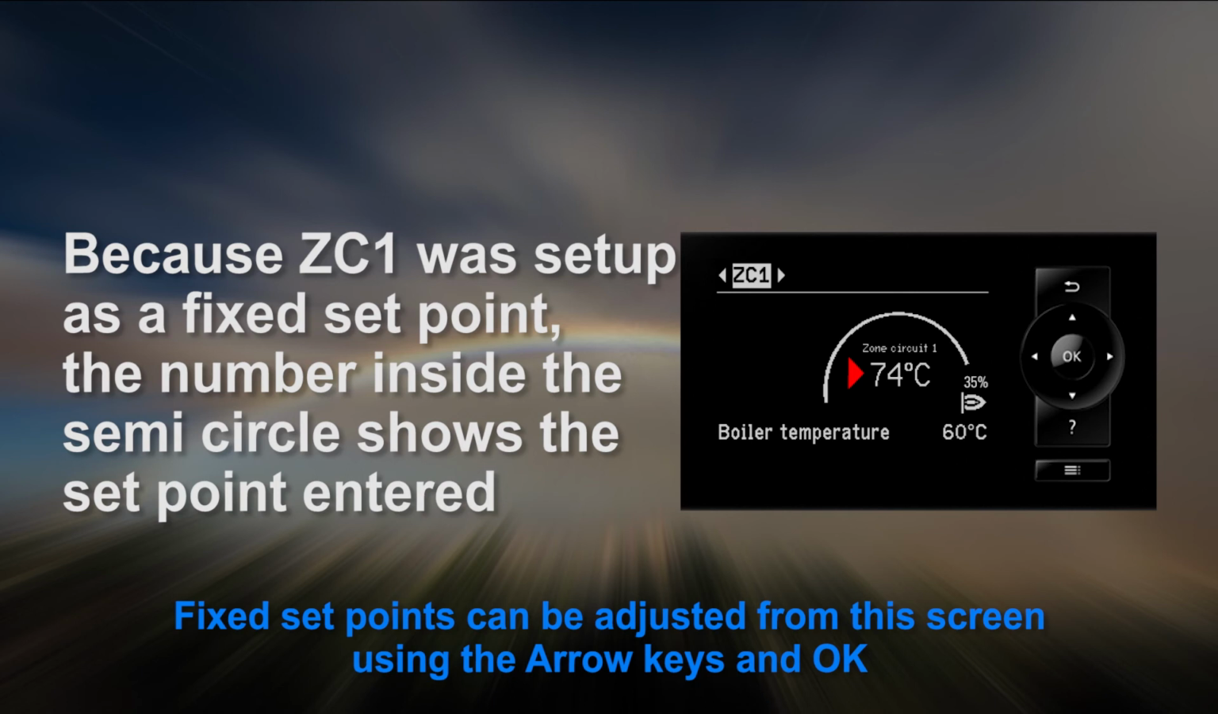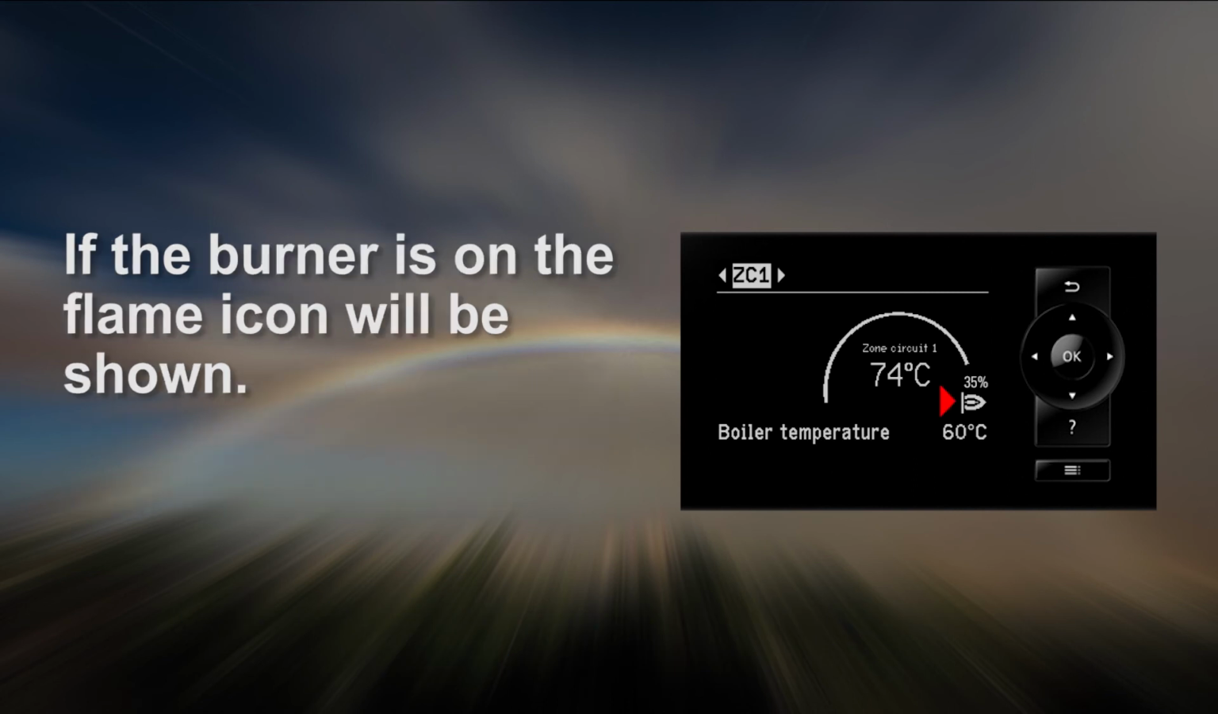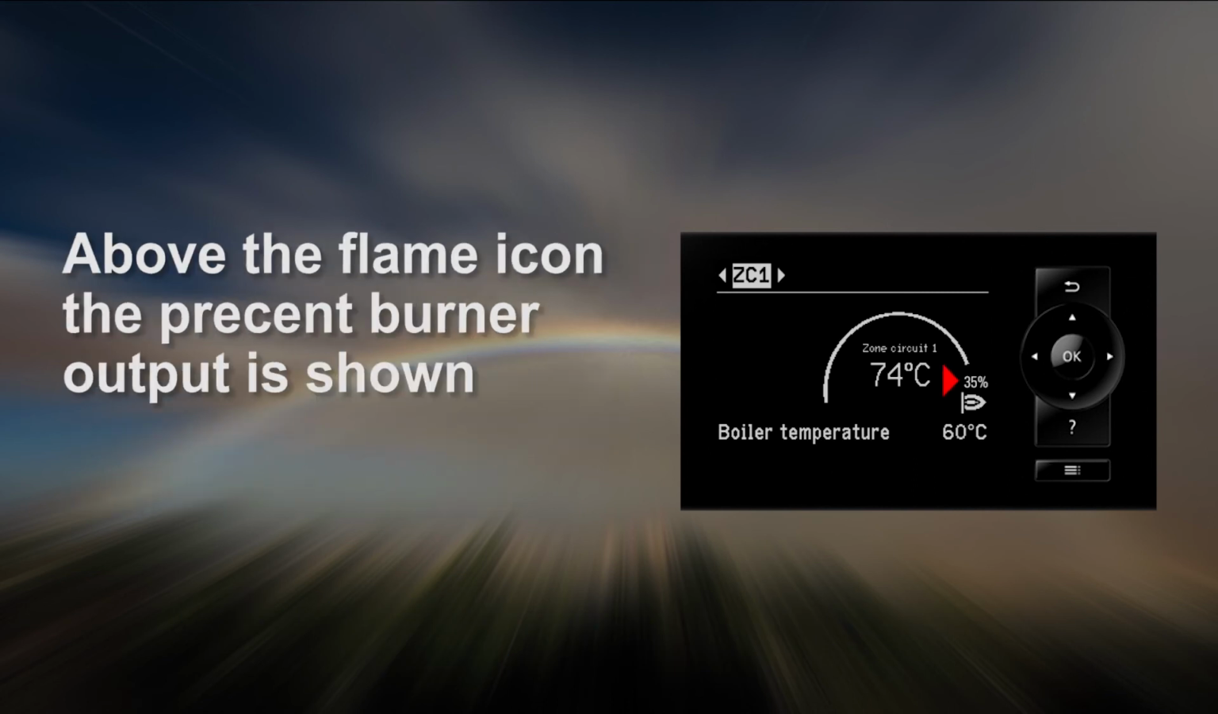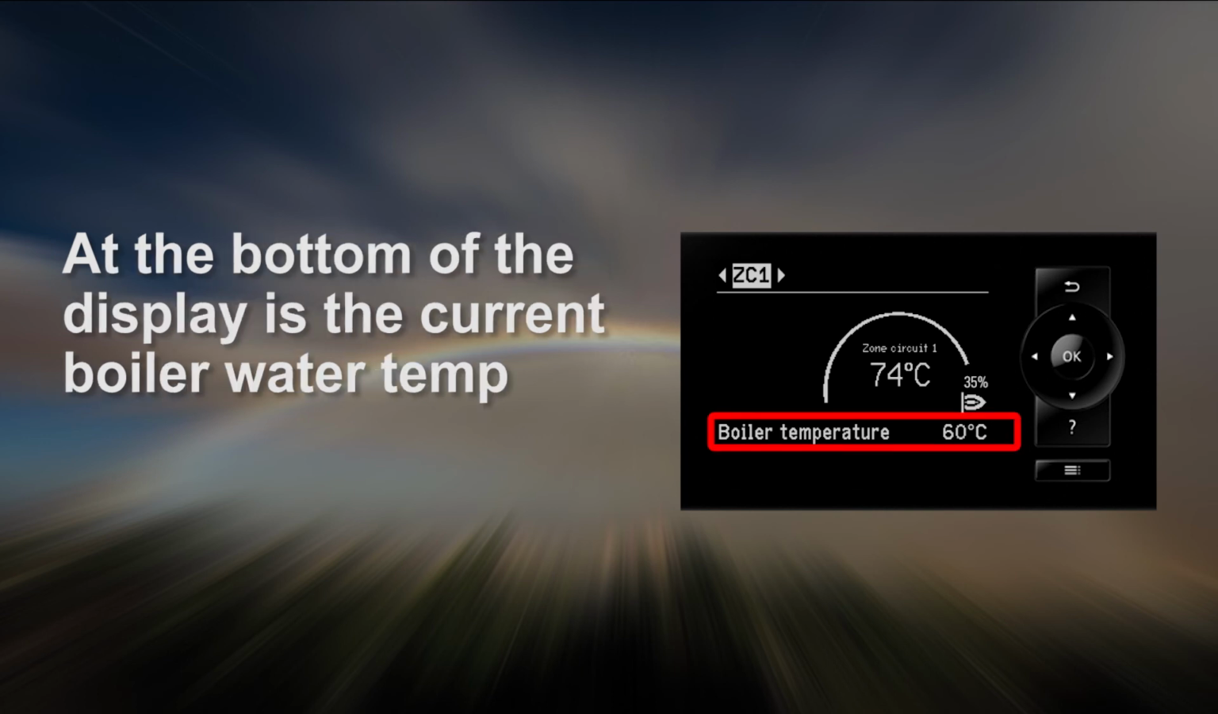Because zone circuit 1 was set up as a fixed set point, the number inside the semicircle shows the set point entered. If the burner is on, the flame icon will be shown. Above the flame icon, the percent burner output is shown. At the bottom of the display is the current boiler water temperature.